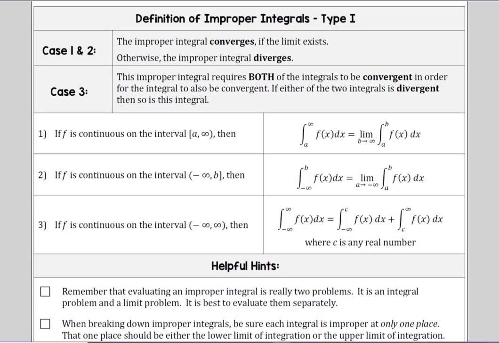So we're going to see that the improper integral will converge if the limit exists. Otherwise, the improper integral will diverge. Those are case 1 and 2, and we'll see in case 3 that the improper integral requires both of the integrals to be convergent in order for the integral to be convergent. If either of the two integrals is divergent, then so is the integral. We'll look at these 3 cases in the lesson.